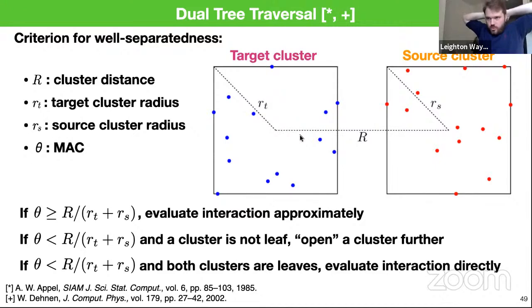So, the question then is, how do you determine which cluster to open? And roughly, you can just keep going back and forth between opening up a target cluster, and then on your next traversal through, you open up a source cluster. And then you can build up a list of well-separated clusters that you want to interact approximately.